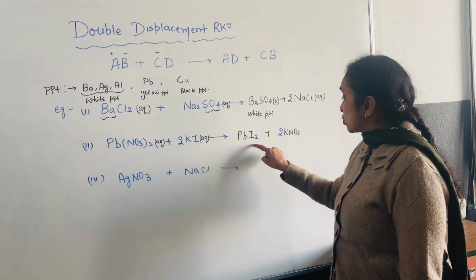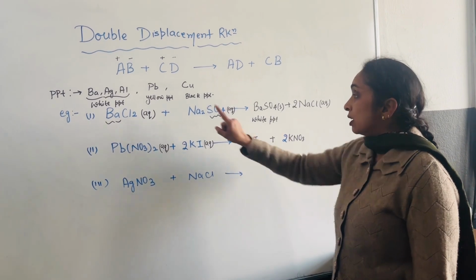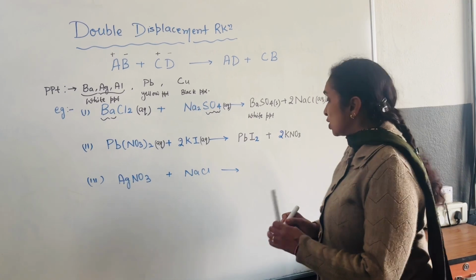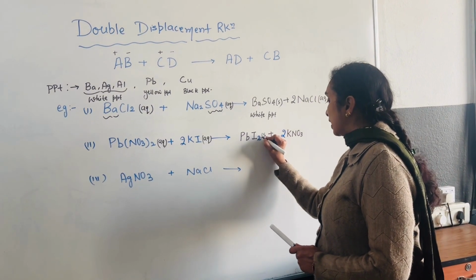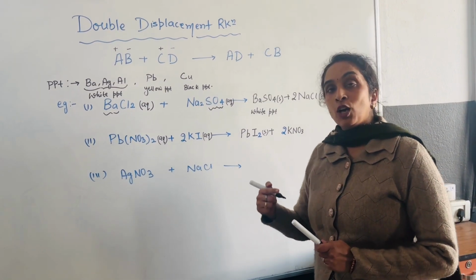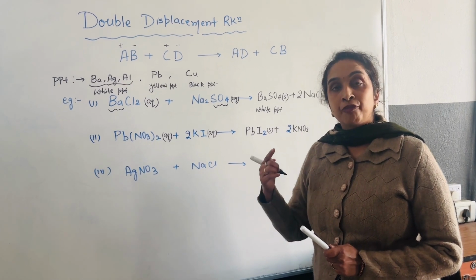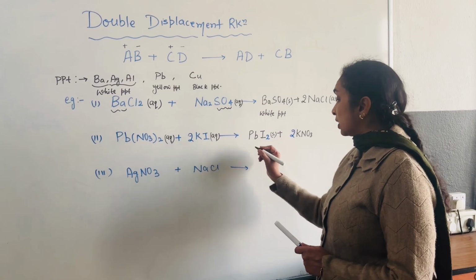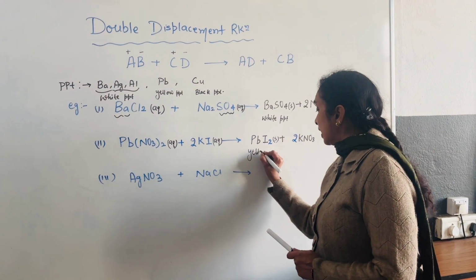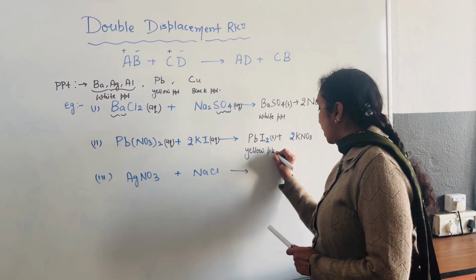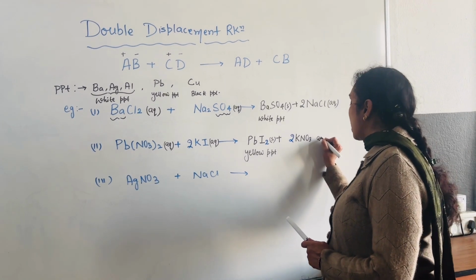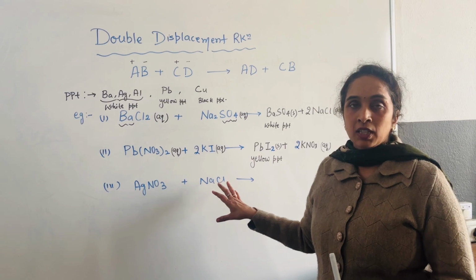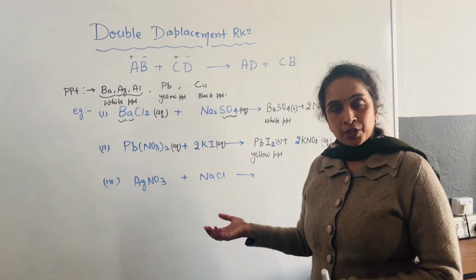Which one forms the precipitate? The compound of lead forms the precipitate, so we have to write S here. And what is the color of the precipitate? Color is very important for your board examination. The color of the precipitate is yellow, and the other one is aqueous. By knowing these things we can solve more and more equations.